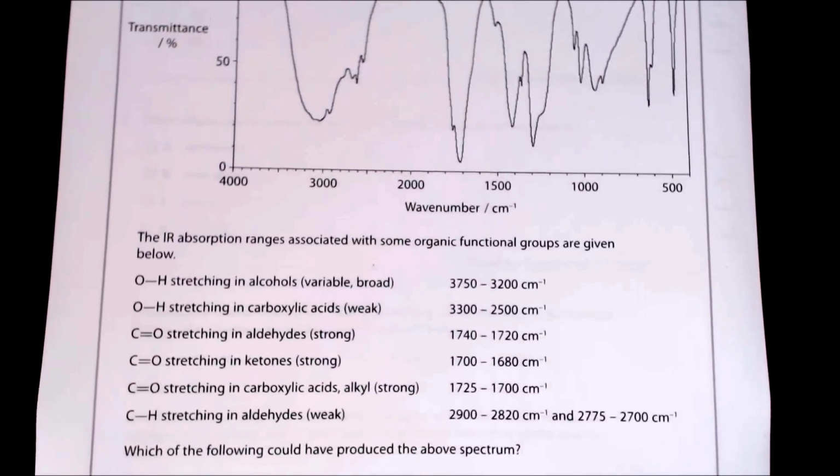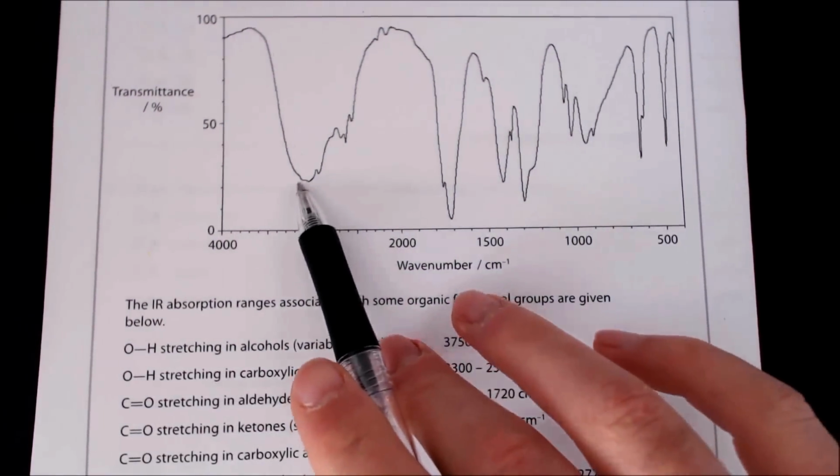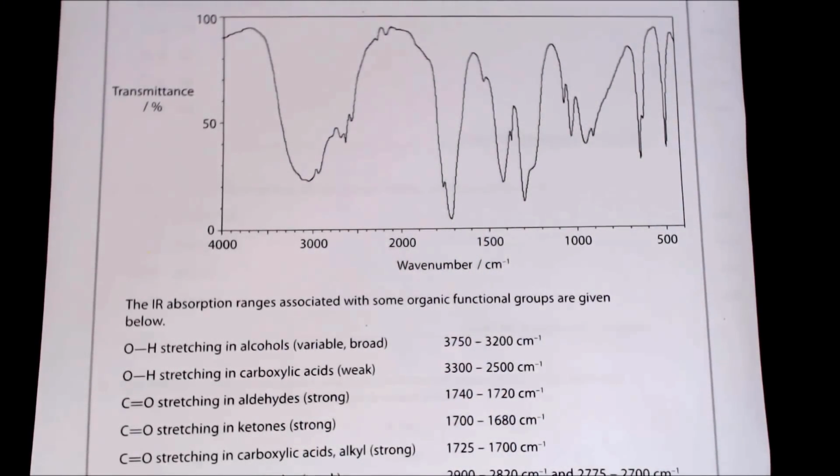Well, the biggest giveaway here is this big broad peak, which is here. A broad peak around about the 3000 mark signifies an OH bond. So immediately we can remove aldehyde and ketone from the mix, and all we've got left is alcohol and carboxylic acid.